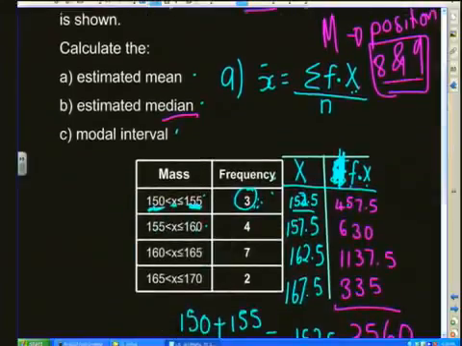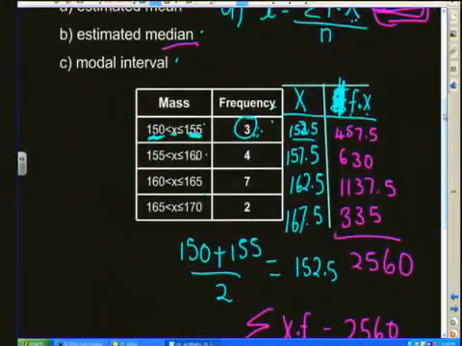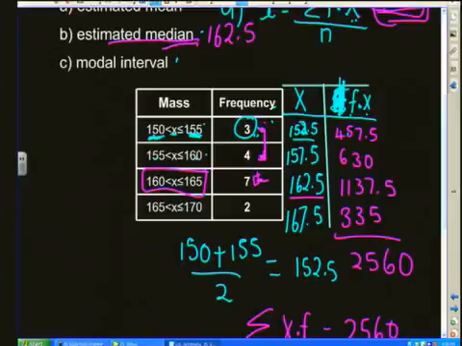So we look at our frequency table and see, well, where will the 8th and 9th data values lie? We can see in the first column we've got 3 and there we've got 4. So the cumulative frequency, if we add that, 3 and 4 is 7. Up to there we've only dealt with 7 bodybuilders. So therefore my 8th and 9th value will lie in this interval here. So therefore my estimated median is going to be the midpoint of the third interval. So your estimated median is going to be 162.5 kilos.